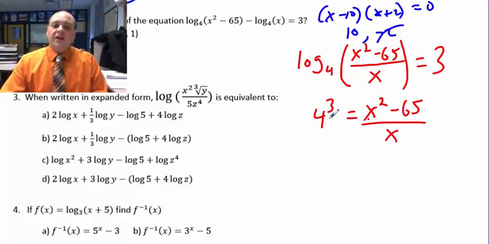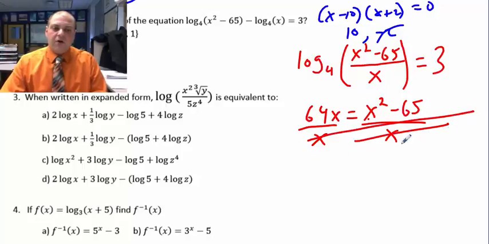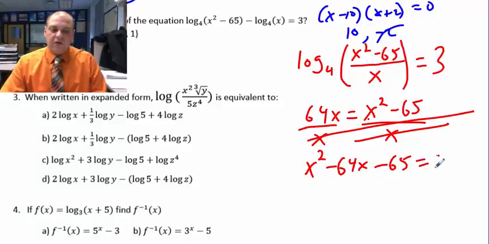Okay, 4 to the third is 64. I'm just going to erase that to save room and make that 4 to the third a 64. Make sure you write that out on your paper. So that's a 64 because it was 4 to the third. Then I need a common denominator, so I need x. My x's drop out. I have a quadratic equation that I want to get equal to 0, so I'm going to have x squared minus 64x minus 65 equals 0.